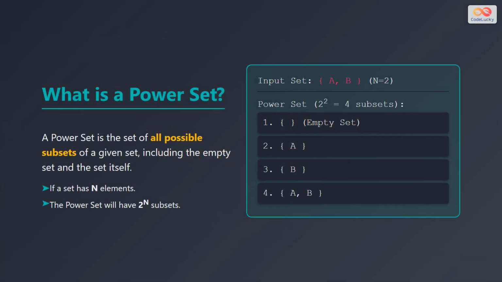First, let's define what a power set is. A power set is simply the collection of all possible subsets that can be created from a given original set. This includes the empty set, which contains no elements, and the original set itself. The key rule to remember is that if your original set has n elements, the power set will always contain exactly 2 raised to the power of n subsets. For example, a set with 2 elements produces 4 subsets.